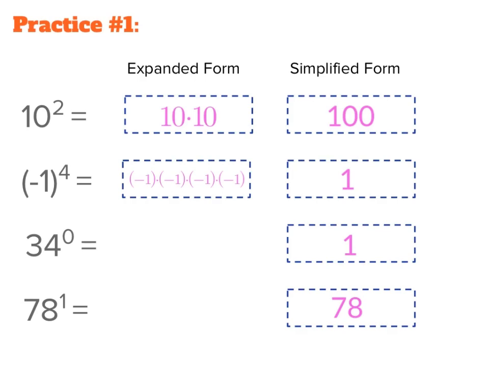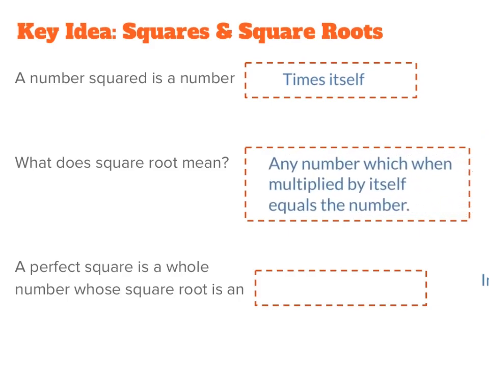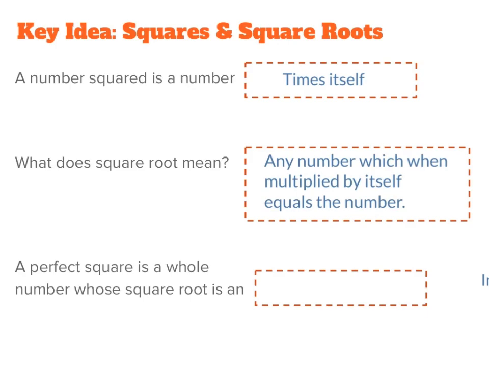Now let's move on to some key ideas about square roots. When talking about squares and square roots, the first thing we need to remember is a number squared is a number times itself. What does square root mean? Well, when we're talking about a square root, we mean that any number which when multiplied by itself equals the number that was given. And a perfect square is a whole number whose square root is an integer. Again, integers can't have fractions, they can't have decimals, but they could be positives or negatives.